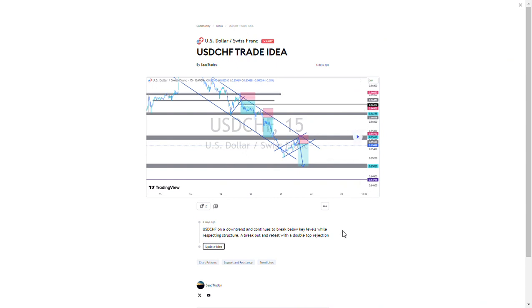So USDCHF, this is what I said for USDCHF. USDCHF on a downtrend and continues to break below key levels while respecting structure. A breakout and a retest with a double top rejection. This is what I was talking about. This is just the opposite of what happened on the AUDUSD trade and the USDT trade, because you guys can see the market was just melting down, dropping, breaking all these key levels and retesting them. So the market broke below the support area and then came back to retest it while respecting structure.